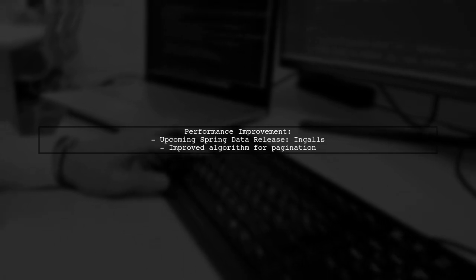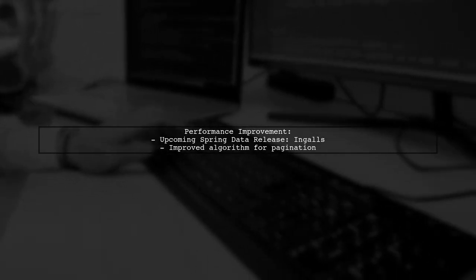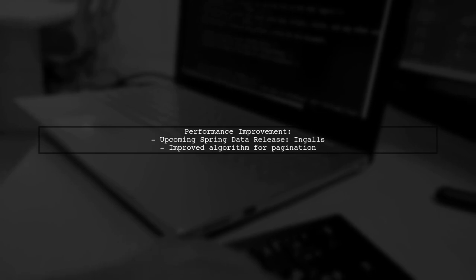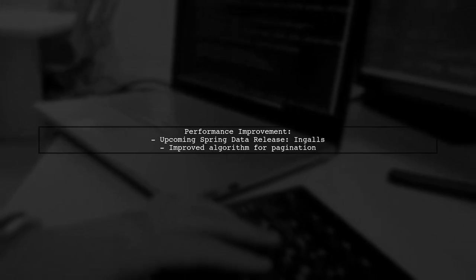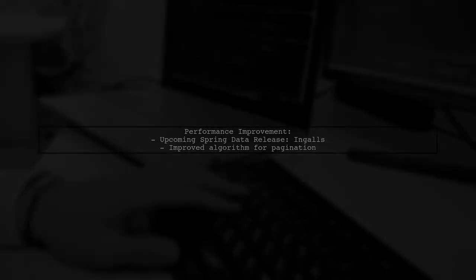However, an upcoming release of Spring data will improve the performance of paginated queries. For datasets with around 7,000 records, using pagination might not be effective. It's suggested to limit the number of records instead.